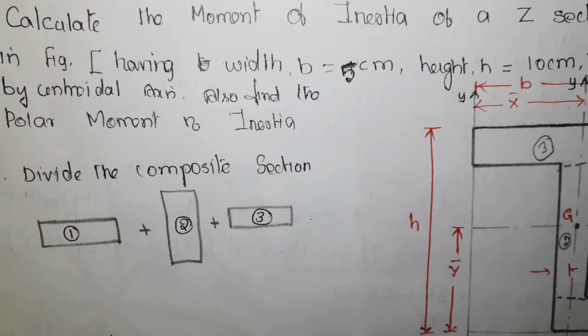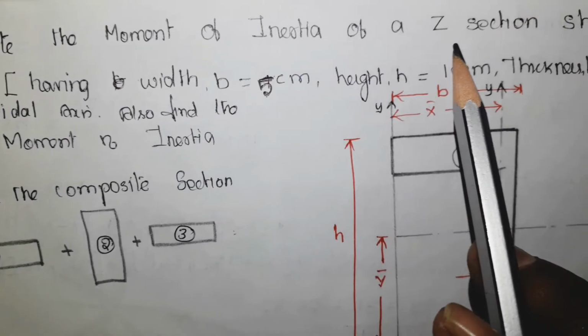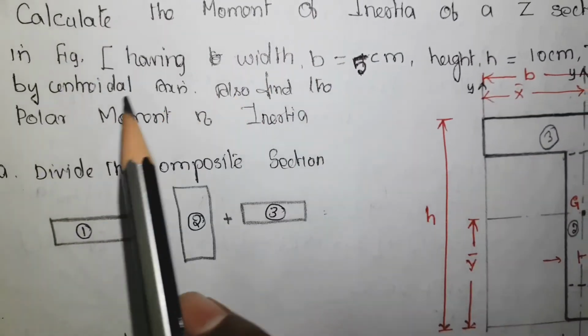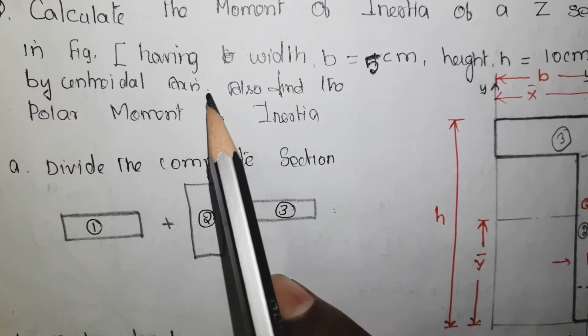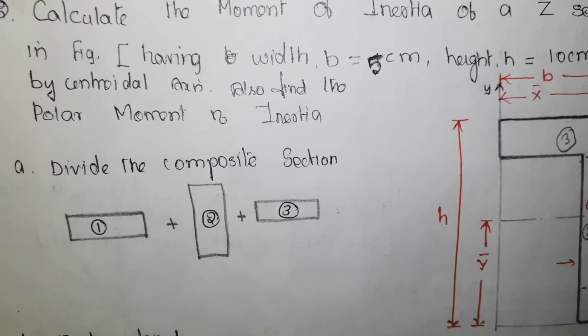In this video, we are going to find the area moment of inertia of a Z section. Now let us go to the problem. Calculate the moment of inertia of a Z section shown in figure by centroidal axis. Also find the polar moment of inertia.